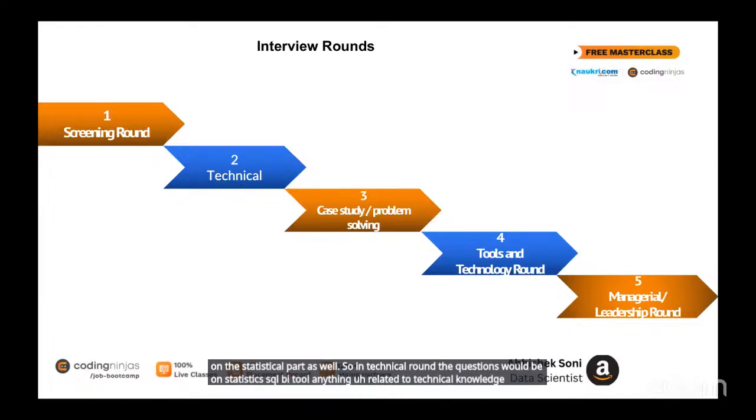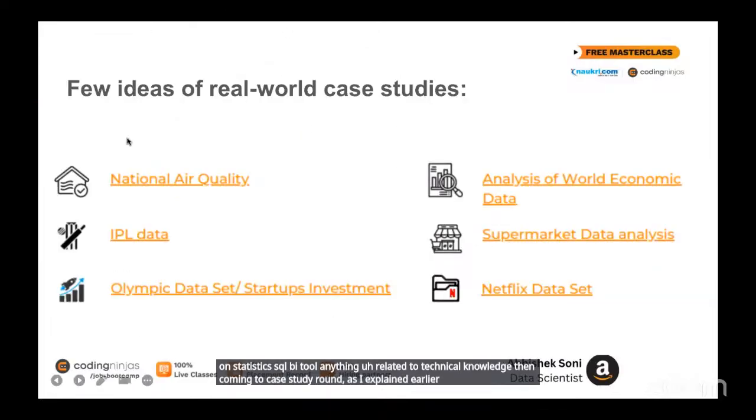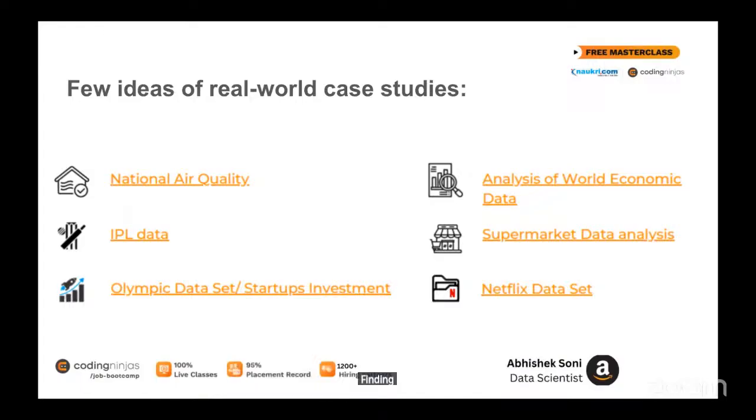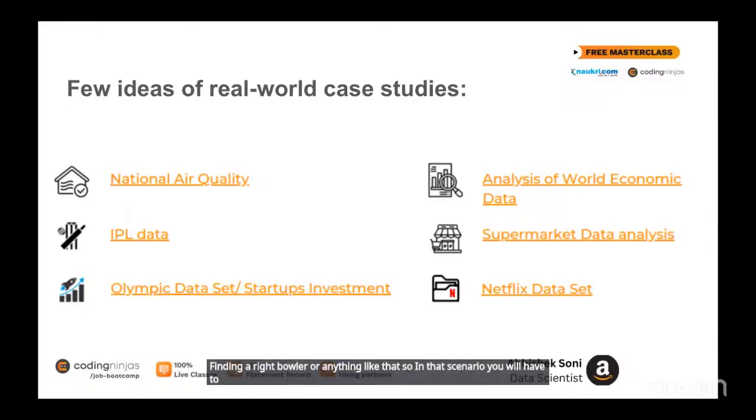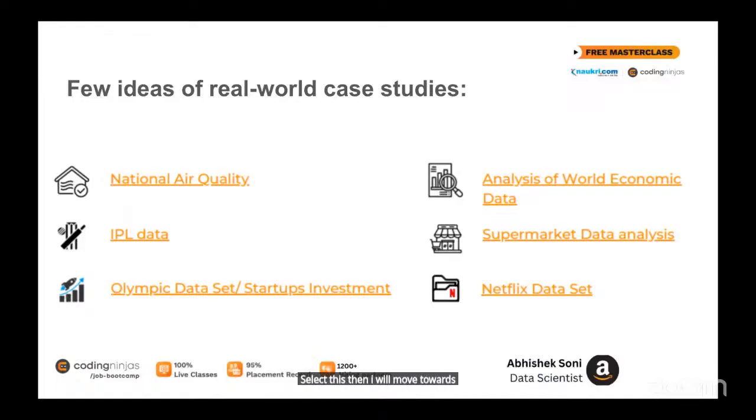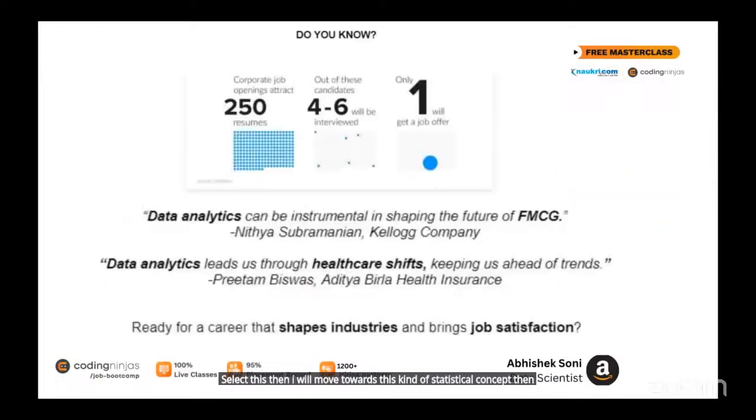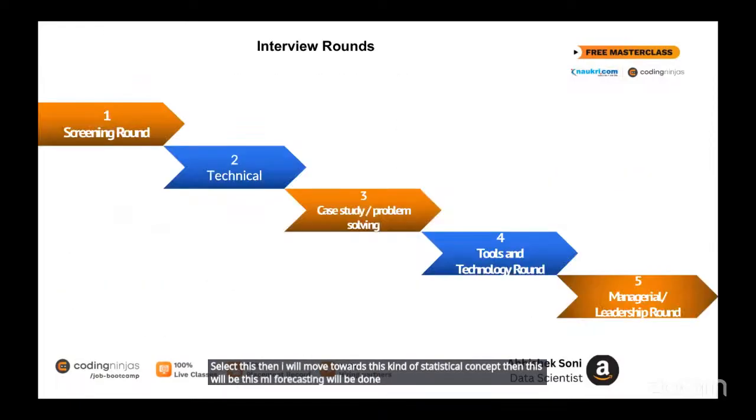Then coming to the case study round, as I explained earlier, a very vague problem statement will be given, like we are a sports company and we have a team for cricket, and now help us in designing a tool which can help us in making better fielding, or finding the right bowler, or anything like that. In that scenario, you will have to walk through the solution, like I'll start with data collection, then I will move towards this kind of statistical concept, then this ML forecasting will be done.